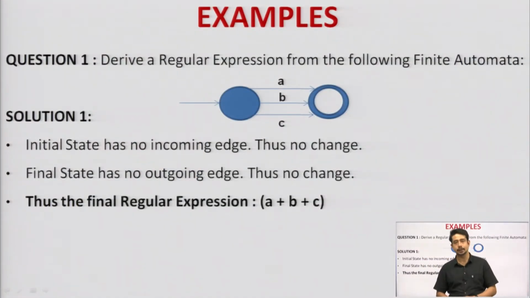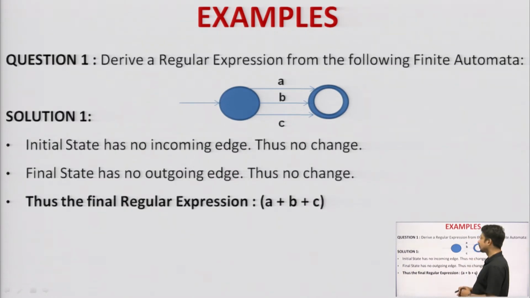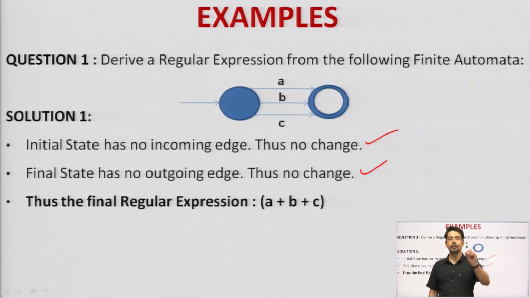Question number 1 says derive a regular expression for the following finite automata. The finite automata is given to you. Looking at the first rule, the initial state should not have any incoming edges, and no incoming edges are there. So, no changes will be made in this diagram. Next, rule number 2 says that the final state should not have any outgoing edges. Is there any outgoing edge? No. So, the diagram will remain as it is. Therefore, we need to eliminate other states one by one. Are there any other states? No other states.